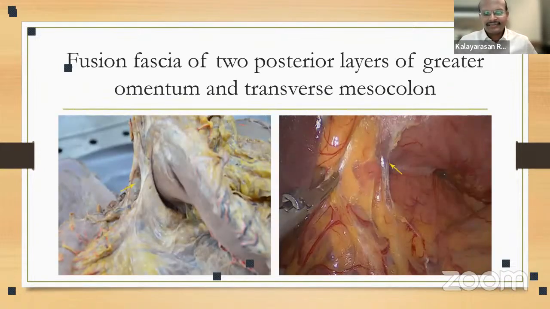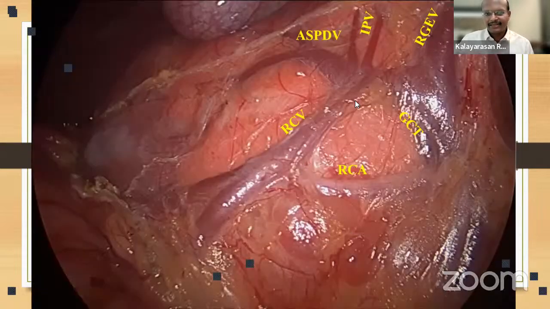Now, for doing the station 6 lymph nodes, we need to enter the right plane. As we come close to the right gastroepiploic vessels, we have this fusion fascia, the gastrocolic fusion fascia, where the two posterior layers, the greater omentum and the transverse mesocolon, fuse. So we need to enter the right plane so that the mesocolon and the mesocolic vessels are separated from the gastric vessels. This is the anatomy you should be familiar with in this region.